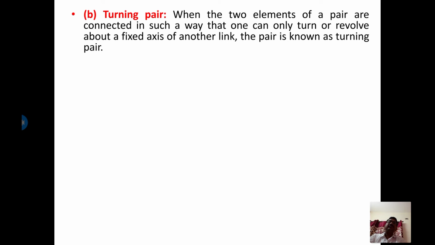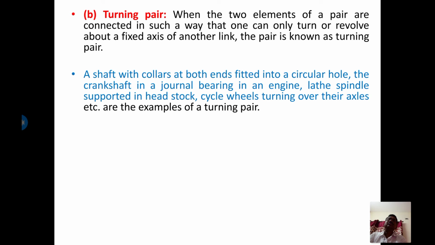Next, coming to the second one, the turning pair. When the two elements of a pair are connected in such a way that one can only turn or revolve about a fixed axis of another link, the pair is known as a turning pair. Whenever one element turns or revolves about another link, the pair is known as a turning pair or revolving pair.